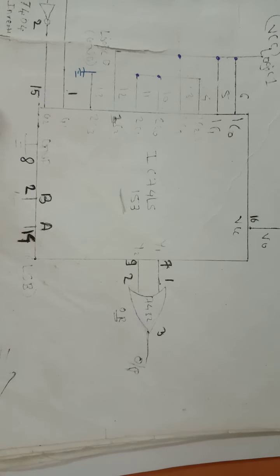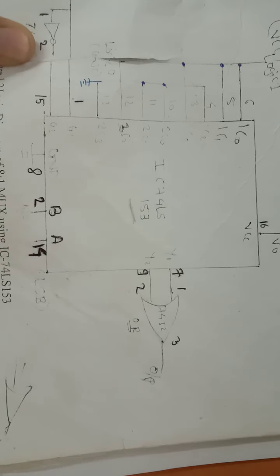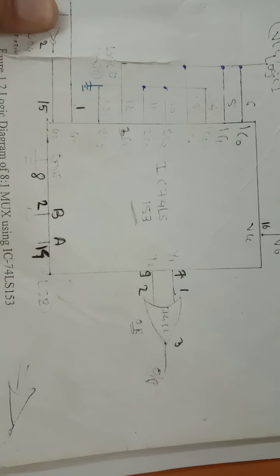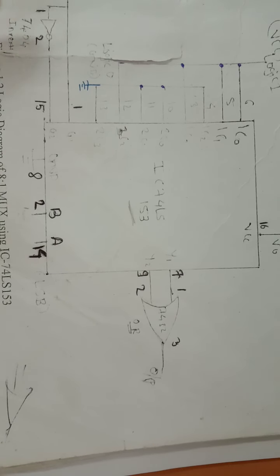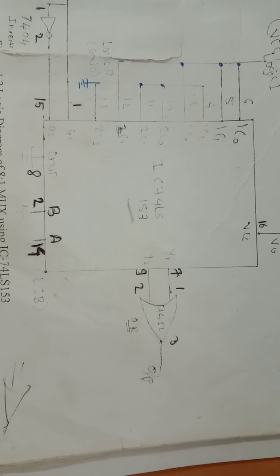Then between the strobe and pin 15 we have to connect an inverter. And this is your C; A, B, C are the select inputs. Now we'll see how to make the connections.